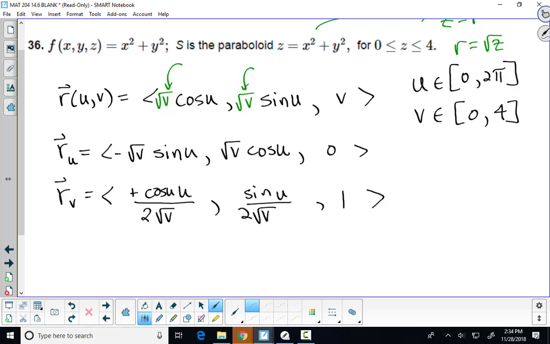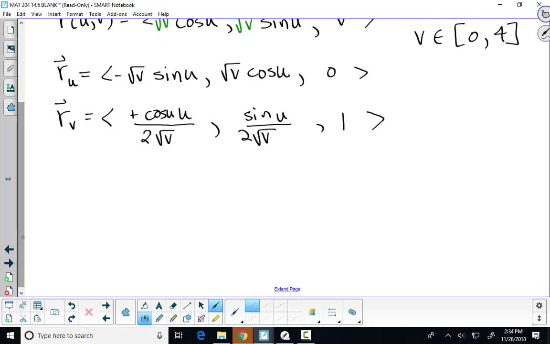And now we cross products. Crossing them will give us our normal vector. That says cosine u, u. All we need is one u. One u is enough.